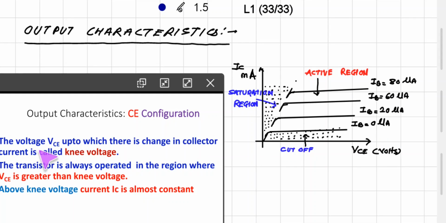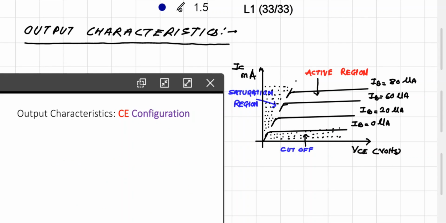The voltage VCE up to which there is change in collector current is called the knee voltage. So this collector current change is up to knee voltage and later on it becomes stable. The transistor is always operated in the region where VCE is greater than the knee voltage, that is called the active region, and above knee voltage current IC is almost constant. So this is what the output characteristics of common emitter configuration are.